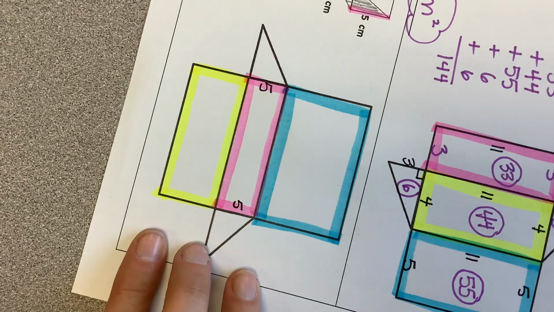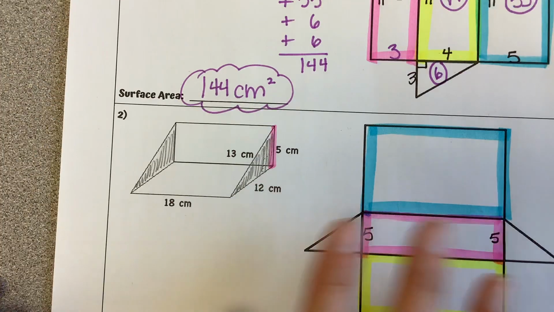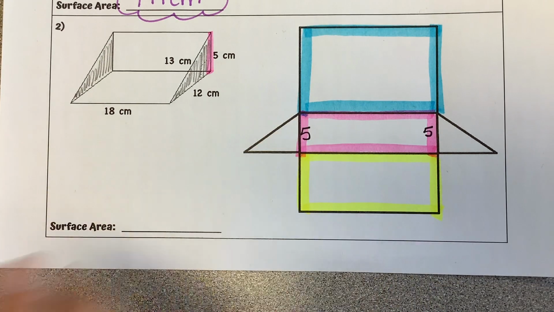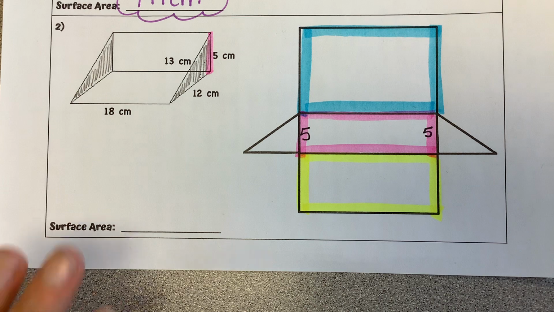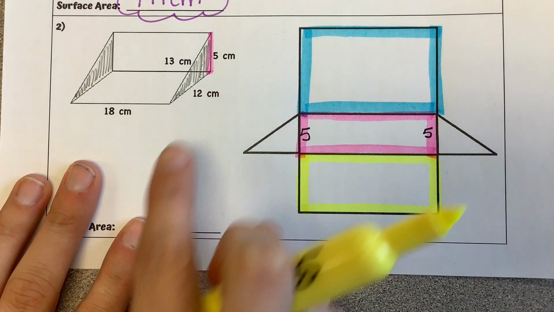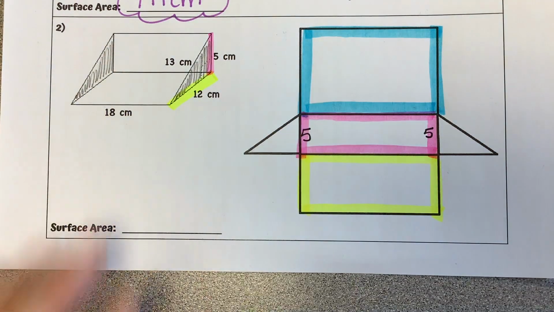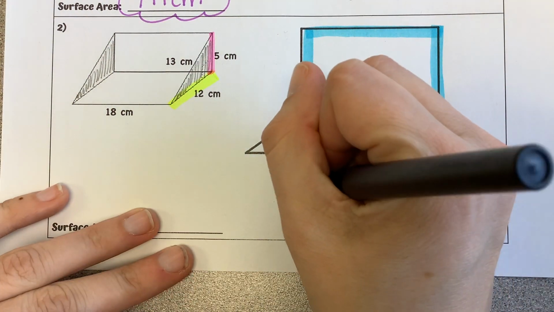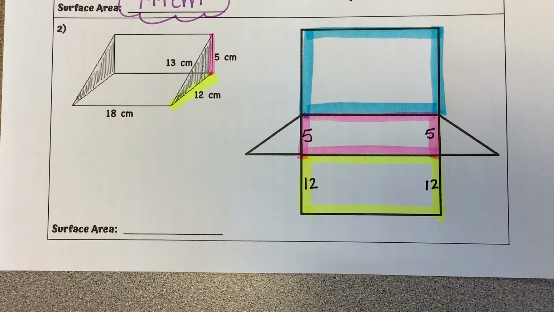And if it's easier for you to turn it around so it looks like the same orientation as the other one, you certainly can. Then my medium size, which I highlighted in yellow, we have 5 is the smallest. Between 12 and 13, 12 is our medium side. So that tells me that this length of the rectangle is 12.